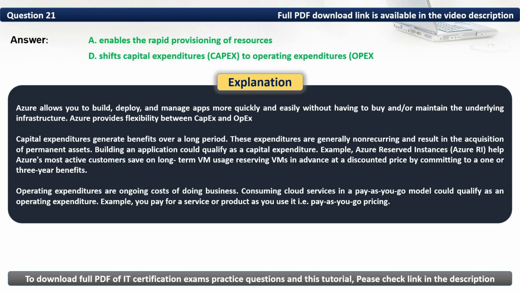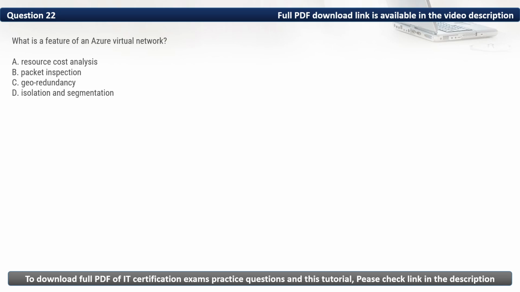Operating expenditures are ongoing costs of doing business. Consuming cloud services in a pay as you go model should qualify as an operating expenditure. Example, you pay for a service or product as you use it, that is, pay as you go pricing. Question 22. What is a feature of an Azure virtual network? Isolation and segmentation is a feature of an Azure virtual network. Thus, the correct option is D.